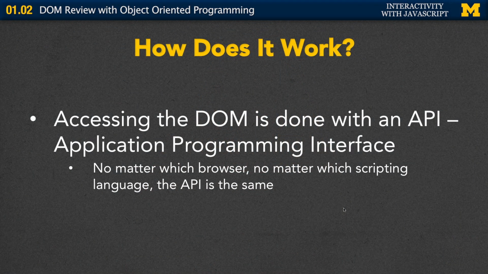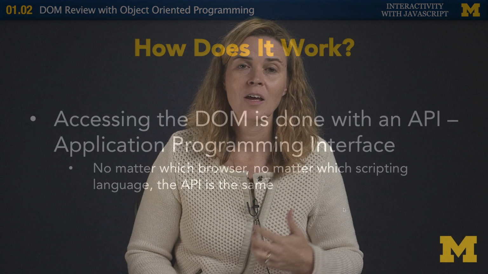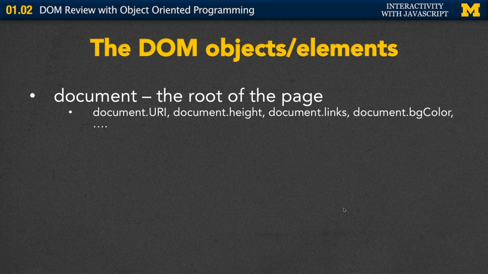No matter which browser you're using, Firefox, Chrome, different things like that, and no matter which scripting language you're using, in our case we're going to use JavaScript, the API is always the same. The way you interact is always going to be the same. And this is really important because it's nice to know that if you learn this, you won't have to learn something different later on. So let's talk about some of these DOM objects, or elements as we call them.